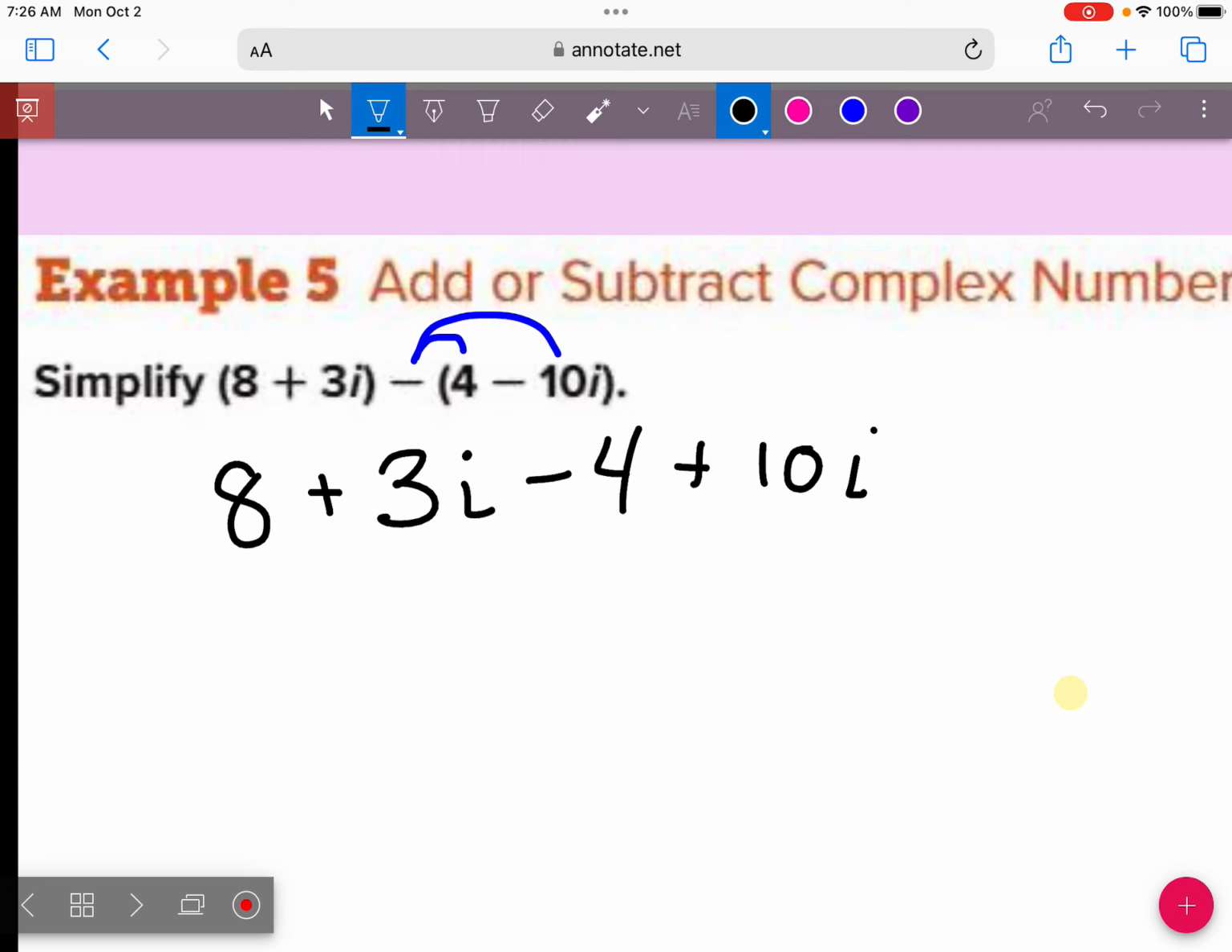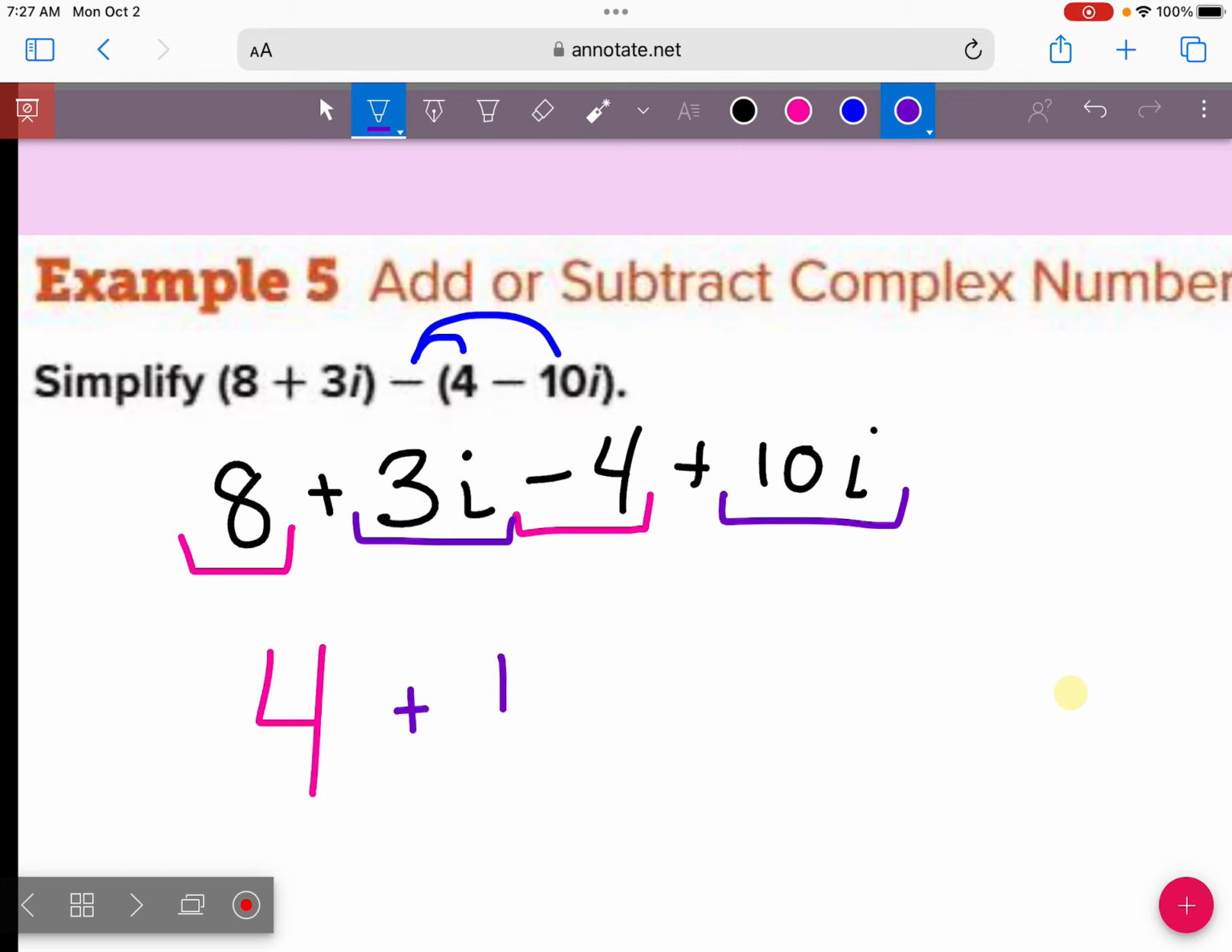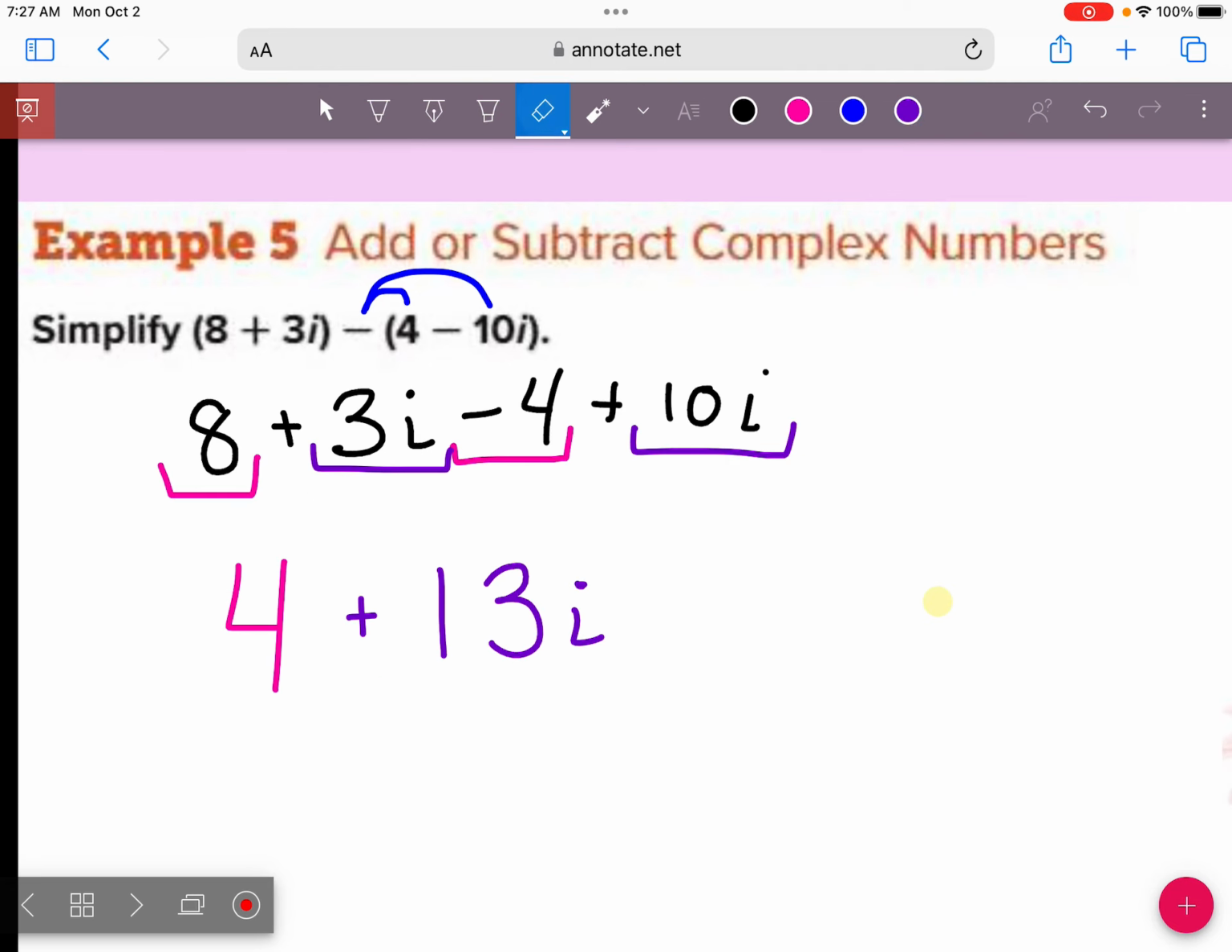And then we're going to combine like terms. I've got an 8 and a minus 4. Those are going to combine together to give us a 4. And I have 3i plus 10i giving us plus 13i. And that's our answer. That's where we stop.